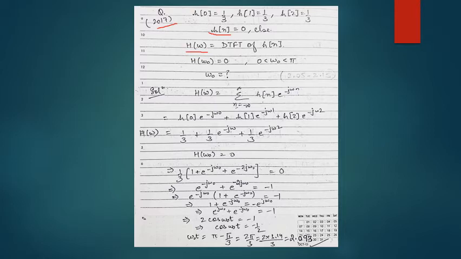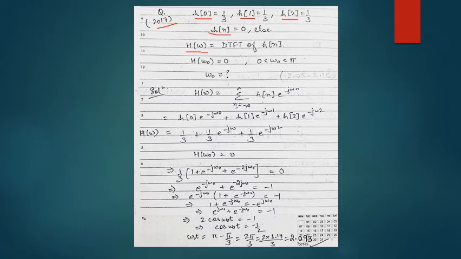In the first line it is given h of 0 is 1 by 3, h of 1 is 1 by 3, h of 2 is 1 by 3, and h of n is 0 elsewhere. It means, as you know, in a discrete time signal we have the values of the signal at integral values of n, like 0, 1, 2, 3, and so on. So here we have the values of h of n at 3 points only, that is at n equal to 0, 1, and 2, and at other places it is 0. So this is the definition of h of n.